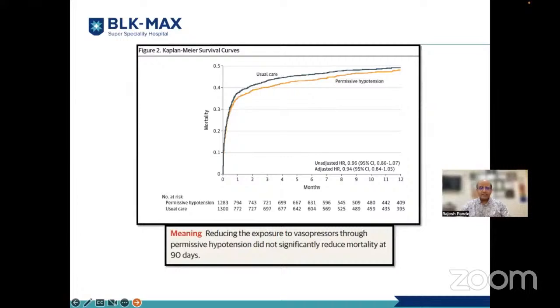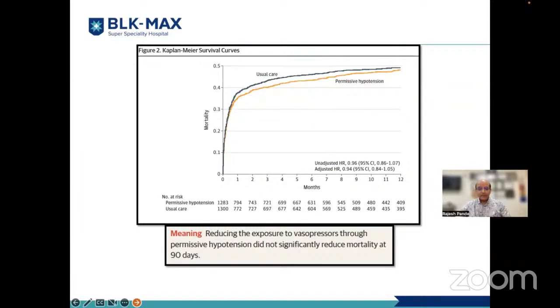So practically, this study meant that reducing exposure to vasopressors through permissive hypotension did not significantly reduce mortality at 90 days. Now it is up to us to interpret it either way. Basically, in all the trials I have shown so far, if you look at the SEPSISCON trial, targeting a higher MAP was equally good. If you look at the Canadian pilot study, targeting a lower MAP, 60 to 65, was good in patients more than 75 years, but they said that we need to validate the data in a larger series.